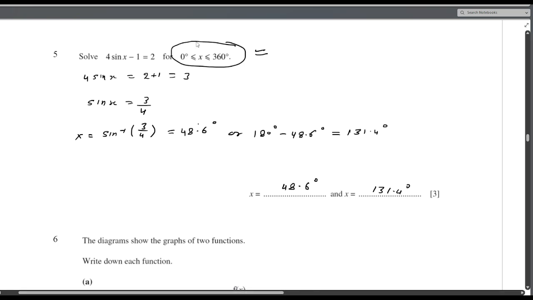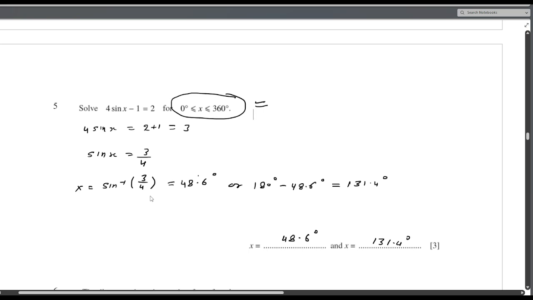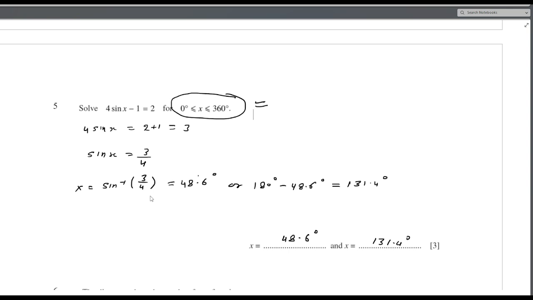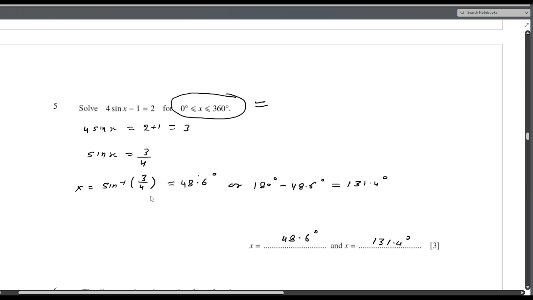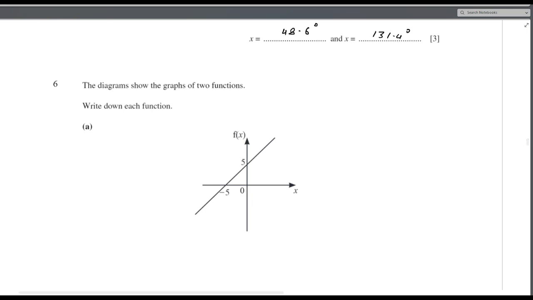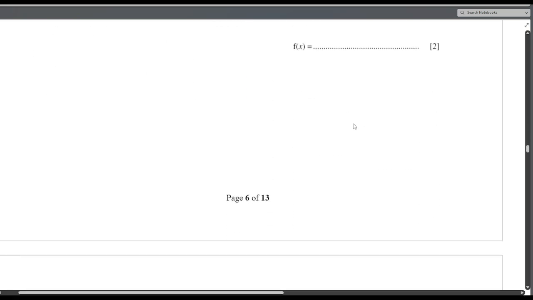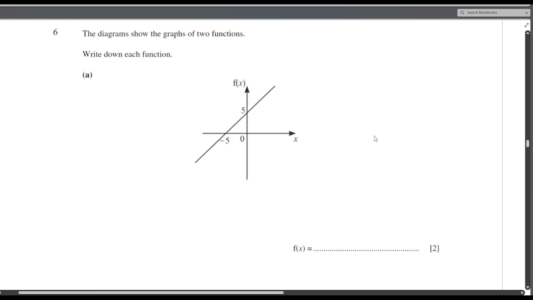Now question number 6. So question number 5 I consider simple. You have to know the concept of how you can solve a linear equation in one variable and apply the inverse trigonometric ratio. Here the diagram shows the graph of two functions. Write down each function. So the graph here is showing the diagram of two functions, a and b. Two diagrams are there.